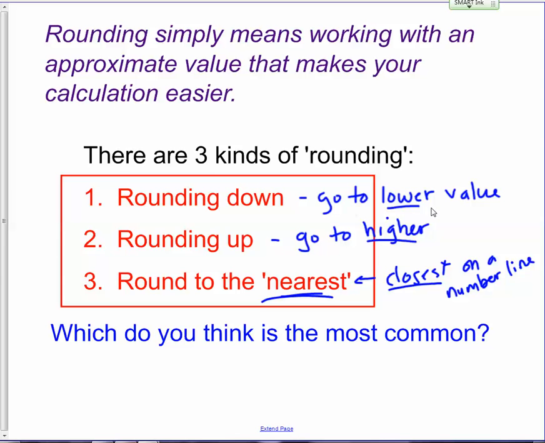You can go to a lower value, and you'll see an example of that in a few minutes. You might want to round up and go to a higher value, and again, there'll be an example of that in a few minutes. And most of the time in school, we find the closest value on a number line, which is rounding to the nearest, and that's the most common that we do in school. But in problem solving, sometimes you need to round down, sometimes you need to round up.